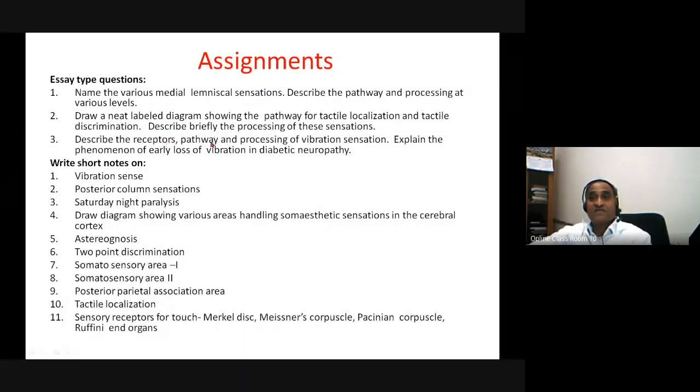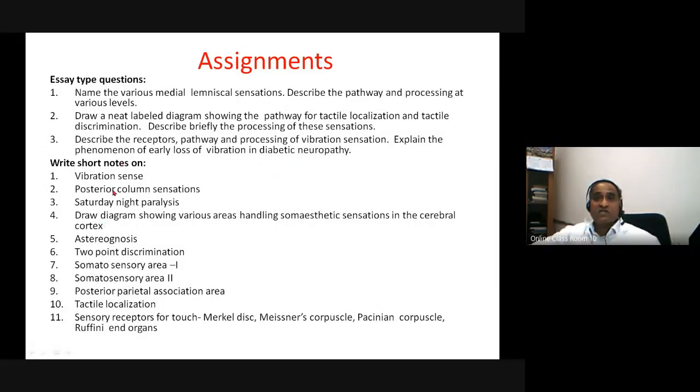Describe the receptors, pathway, and processing of vibration sensation. The receptors are Meissner's corpuscles for lower frequency and Pacinian corpuscles for higher frequency, and how they are carried, what the fibers are, and where they reach. Explain the phenomenon of early loss of vibration sense in diabetic neuropathy, because it is a dual pathway.